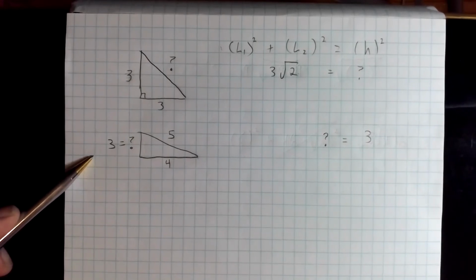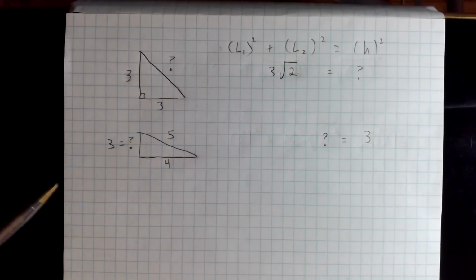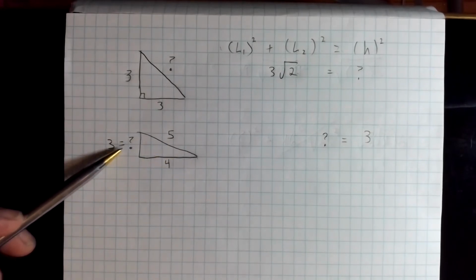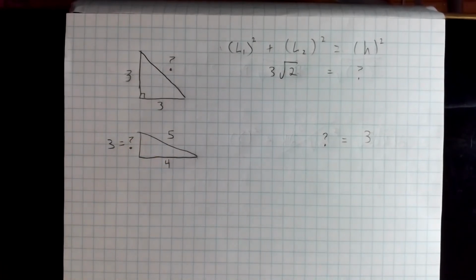And from the get-go, if you knew your 3, 4, 5 triangle, you would have known that from the start. But just going through the math, this does show that this leg equals 3.